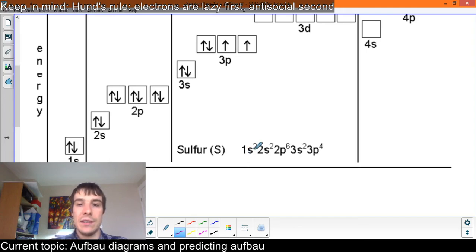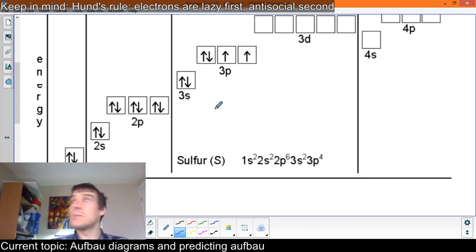So you see 1s, and there's 2 electrons there. 2s, there's 2 electrons there. 2p, there's 6 electrons there. 3s, there's 2 electrons there. 3p, there's 4 electrons there. So that's how you would create your own Aufbau diagram and how you would fill it up with electrons.